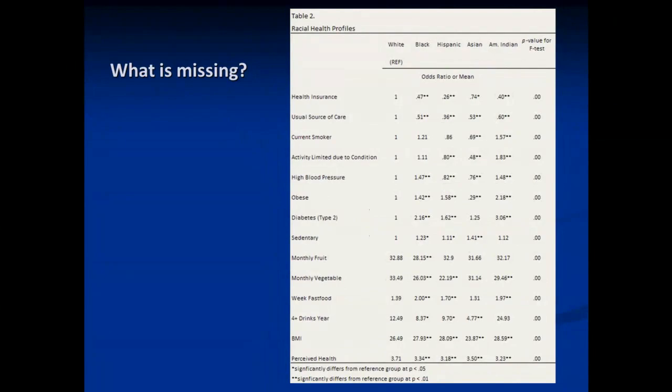We don't know. What do you mean, racial health profiles? What is this? Are we looking at means? Are we looking at standard deviations? Are we looking at odds ratios or means? Why would there be an odds ratio or a mean? What's the outcome? Models? What's the data set? Nothing. We know nothing from the title, okay?